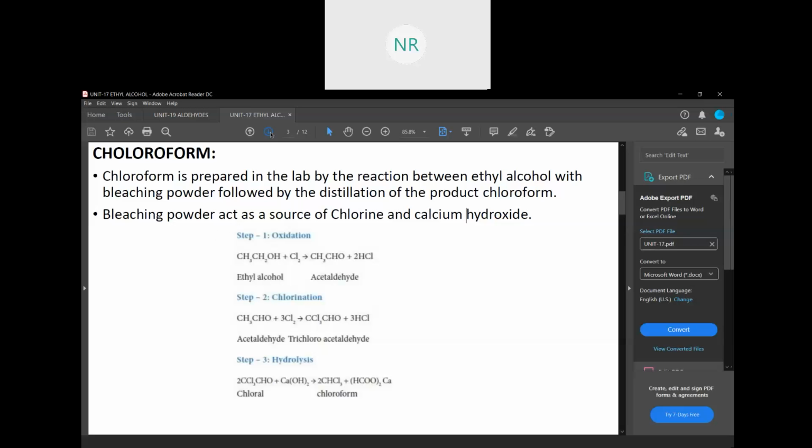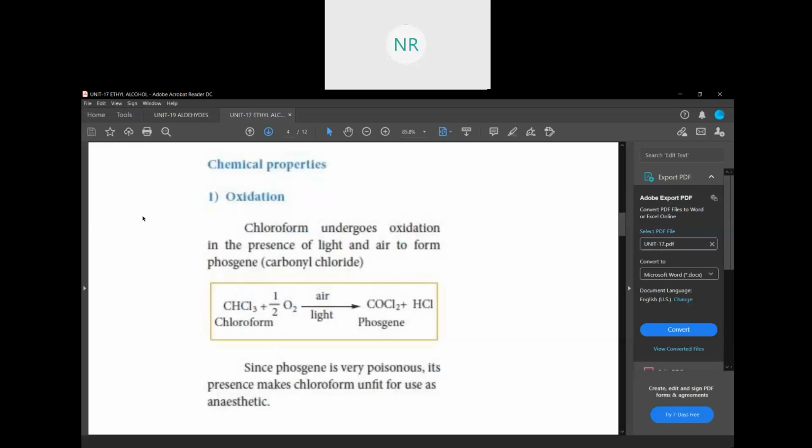So what are the chemical properties of chloroform? First, oxidation. Chloroform undergoes oxidation in the presence of light and air to form phosgene, that is carbonyl chloride, COCl2. Since phosgene is very poisonous, its presence makes chloroform unfit for use as an anesthetic. Before knowing that phosgene is formed, chloroform was used for anesthetic purposes.